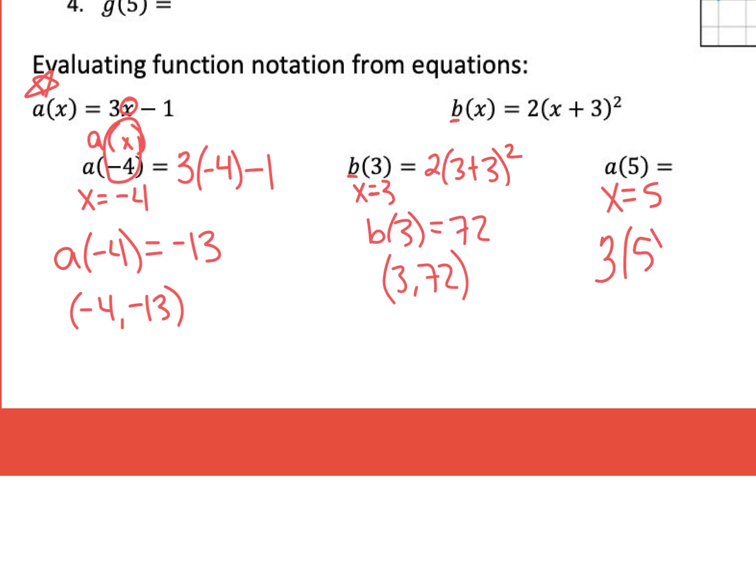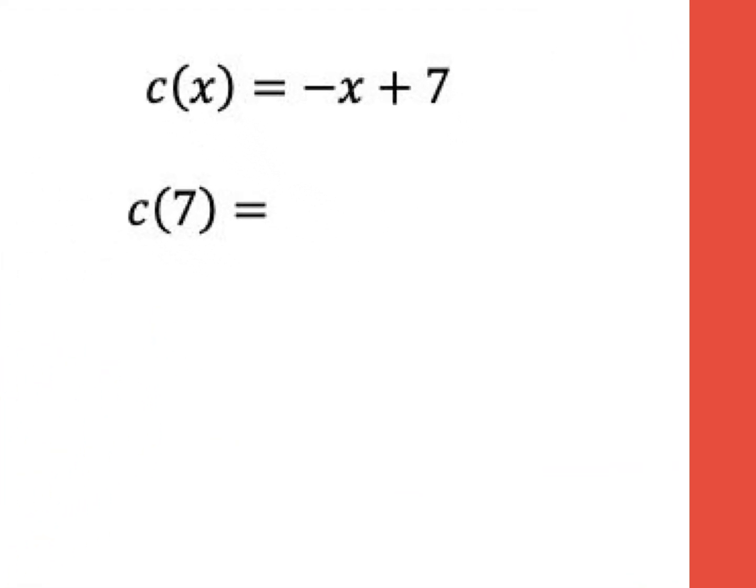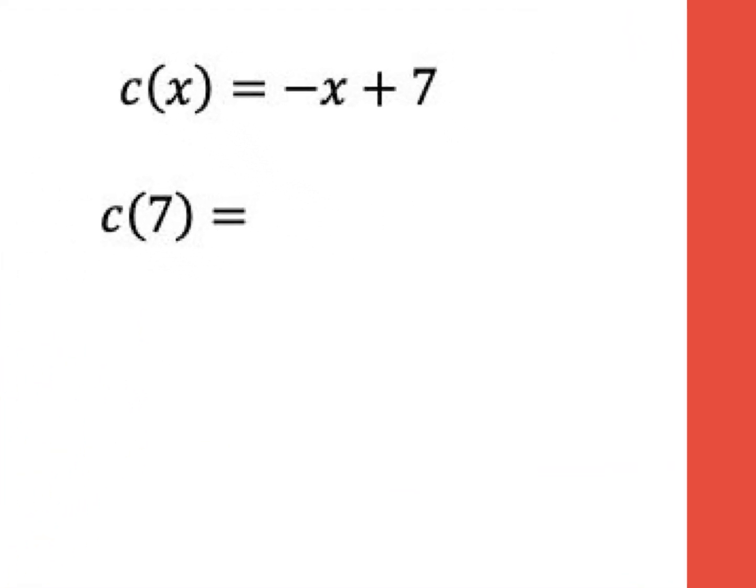3 times 5 minus 1. See what you get? 3 times 5 minus 1 is 14. So we can say, remember, you can write it a couple of ways. A of 5 is 14, or you can write it as a coordinate. There is one more. Ooh, this one's a little tricky. What are our letters on this one? C is set. So C, we're using the C equation right here. And what does that 7 in parentheses mean?